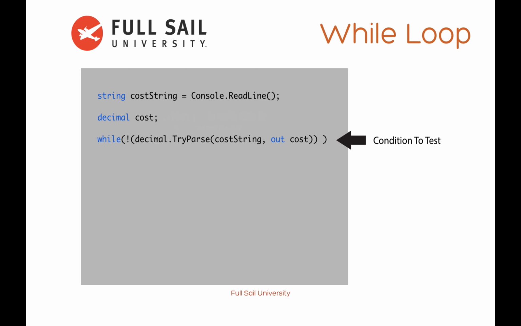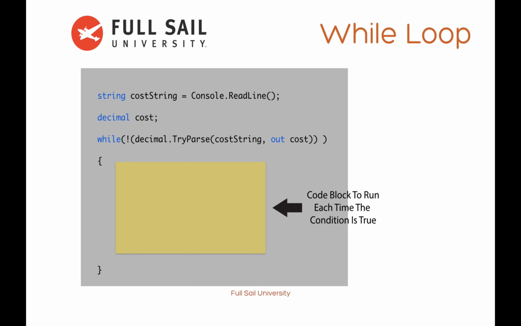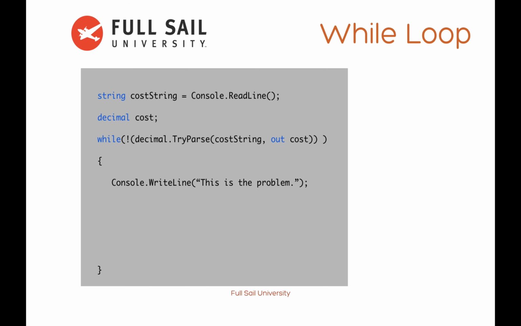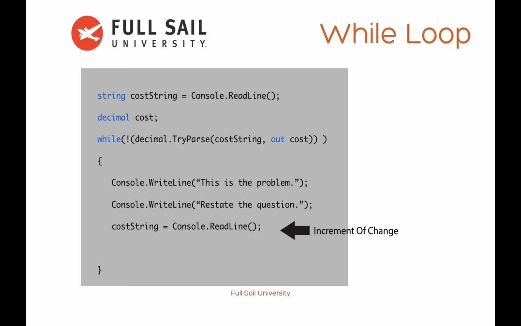Right? So we'd have decimal dot, capital T, capital P, TryParse, open and closing parentheses, and inside of it, we're going to put the initial variable that we're going to try to convert, so cost string, the comma, the keyword of out, and the variable that is going to catch that converted value, and that's going to be the cost that we set up. Now, inside of our conditional block to run, we're going to do the same exact thing as we did before. So we're going to tell them the problem, we're going to restate the question, and then we're going to recapture their answer. And this is going to be our increment of change.